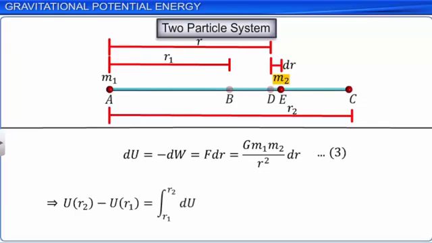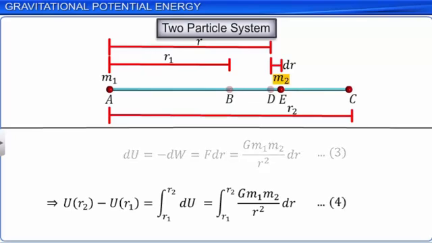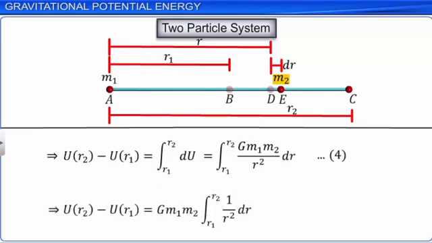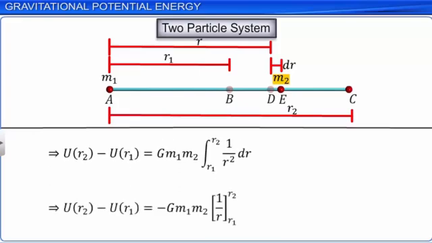On simplification, we get the expression U(r2) minus U(r1) is equal to G m1 m2 into (1 by r1 minus 1 by r2). Let this expression be equation 5.